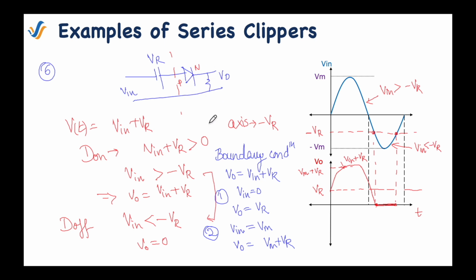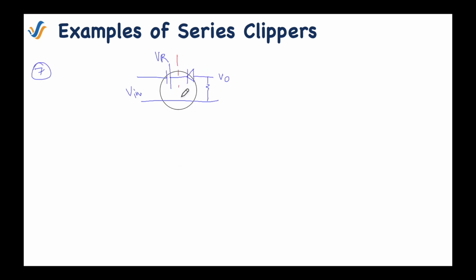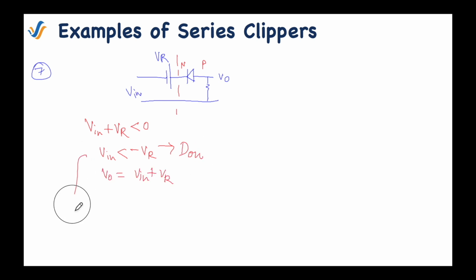So our next example is, in this case we have reversed the direction of the diode, so V in plus VR, which is our total voltage, should be negative, because this side is N, this side is P, which means V in should be less than minus of VR to make the diode on. And the reverse condition will be for the diode off, which means that V in should be greater than minus of VR. What will be our comparison axis?